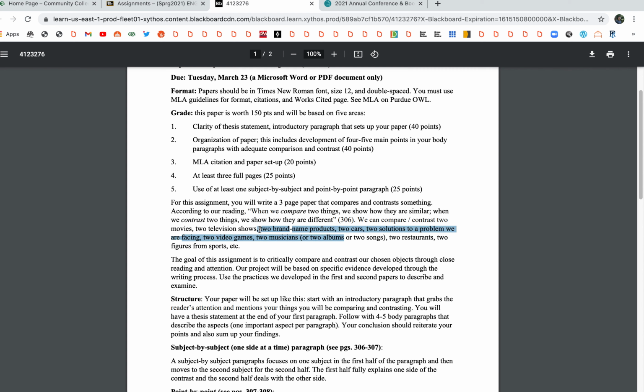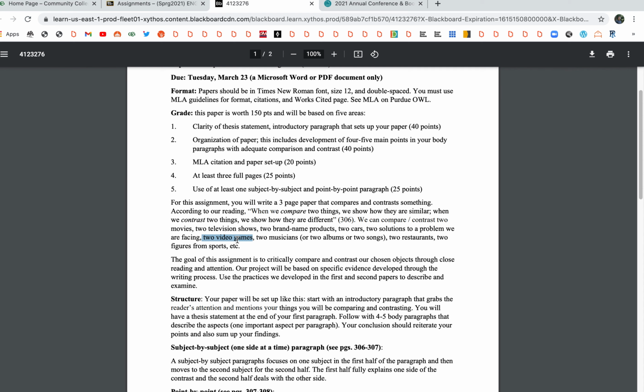I had a student before compare Nike brand versus Adidas. So think of two brand name products. Also, I had a student in the past write a really good paper comparing, contrasting brand name makeup versus generic makeup. So think of products like that. Think of products. Think of things we use every day. Two cars, you can compare two cars, right? Two solutions to a problem, two video games.